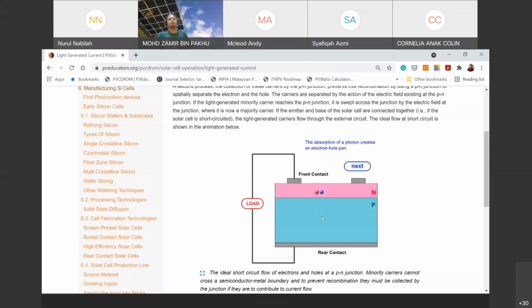Anyone? Just move the electron hole pair a little bit down into the wafer instead of in the n-type. Okay, electron. Why, Juwaria? Why is it electron then? Why is it electron, Mushfiq or Juwaria? You can unmute yourself. You can write down as well.